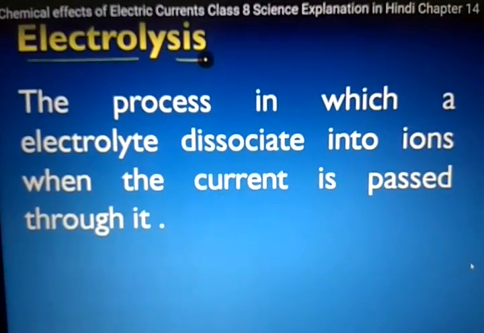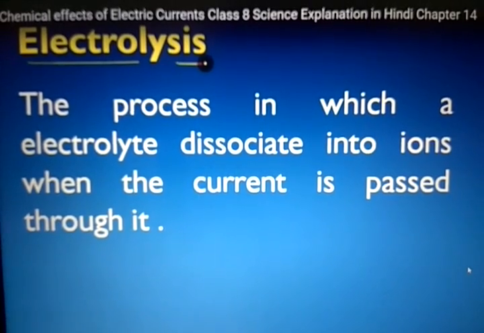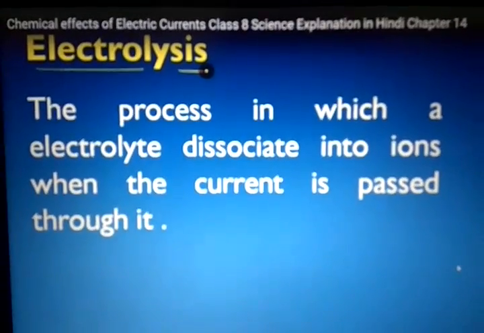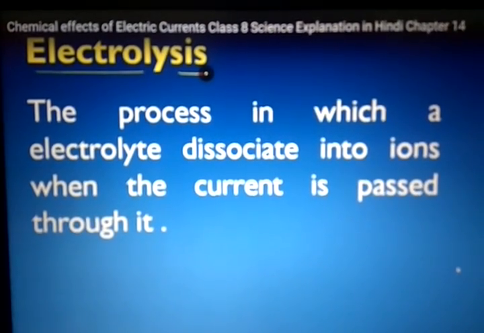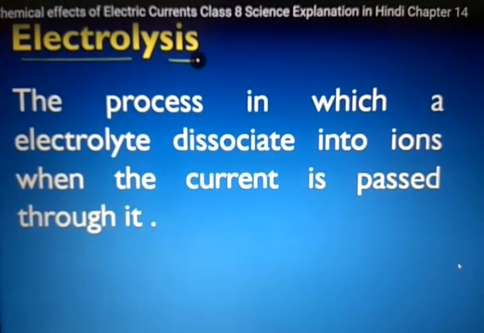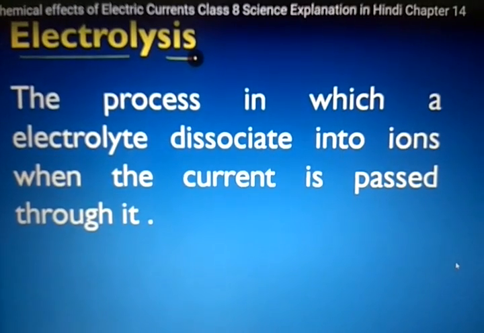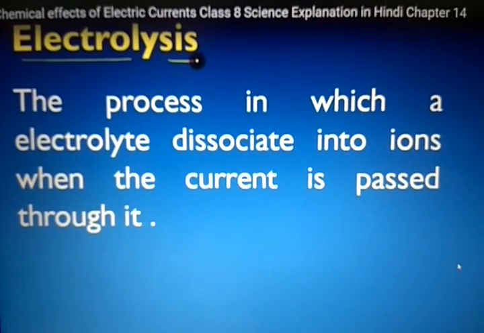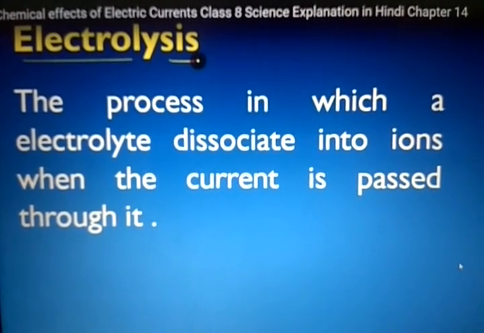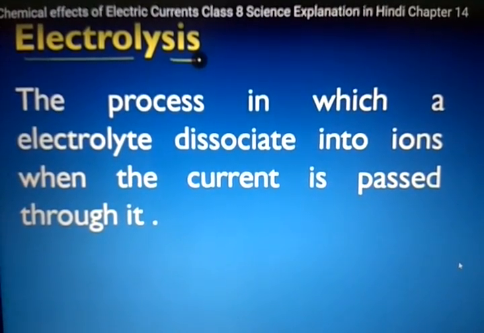Okay, dear students, you all are welcome in grade 8 subject science. Today's topic is chemical effect of electric current. In that subtopics, electrolysis. Electrolysis means what? The process in which electrolyte dissociates into two ions when the current is passed through it.